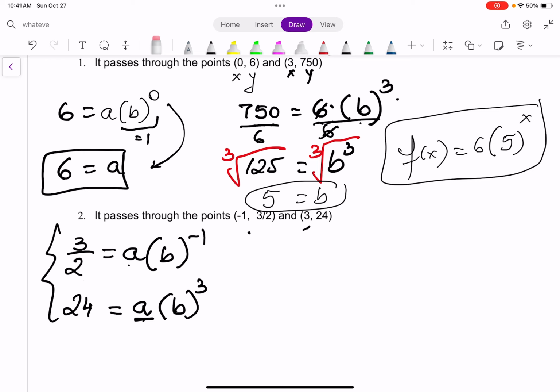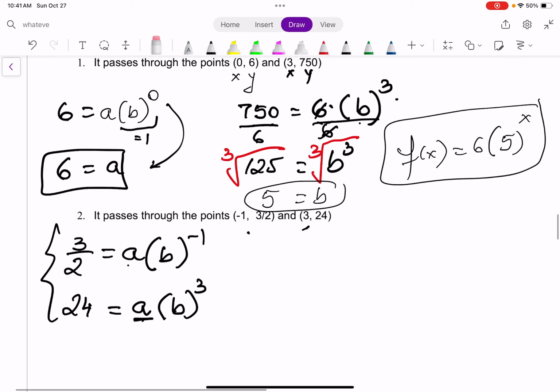But let's just say you can pick whichever one of these equations you want and solve for a. So I'm just going to pick the bottom one. That seems like an easier looking equation because, well, we don't have fractions in it and we don't have negative exponents. So to solve for a, I just simply divide both sides by b to the third. And I'm going to take this a and replace it in here.